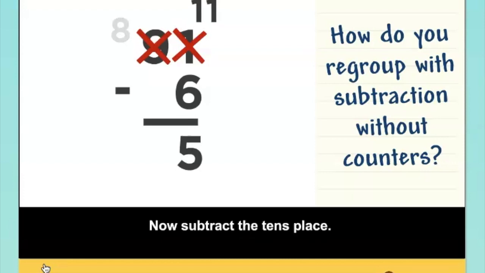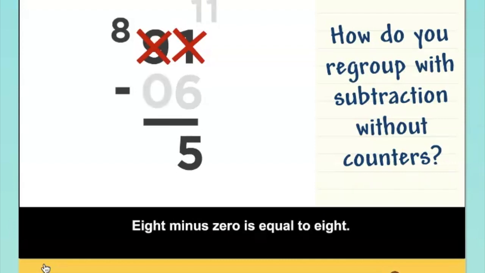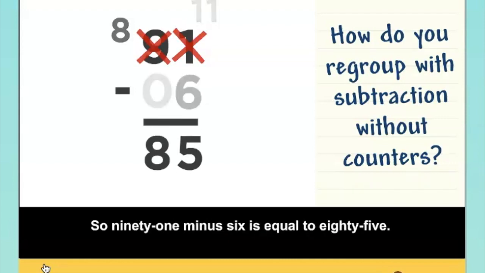5. Now subtract the tens place. 8 minus 0 is equal to 8. So 91 minus 6 is equal to 85.